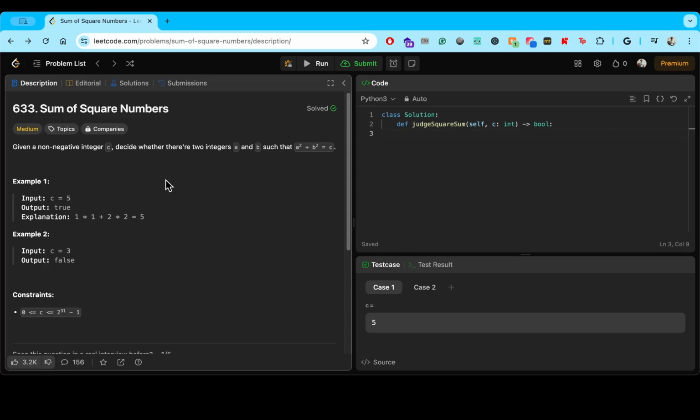Today we're going to be solving the LeetCode question, sum of square numbers. In this question, we're given a non-negative integer c, and our goal is to decide if there are two integers a and b such that a squared plus b squared is equal to c.